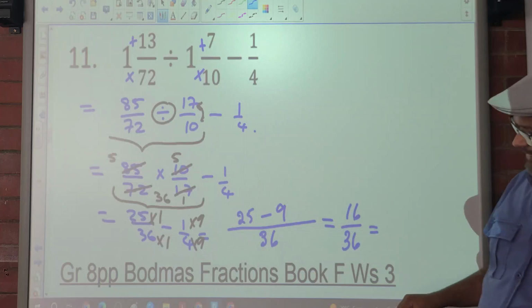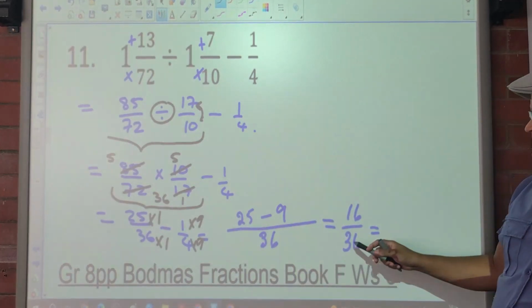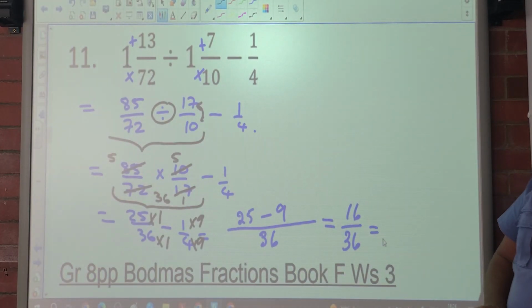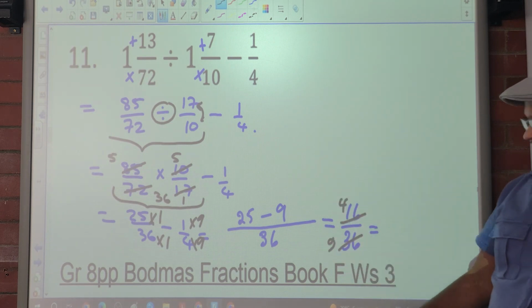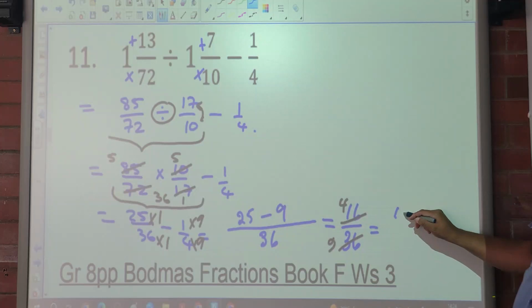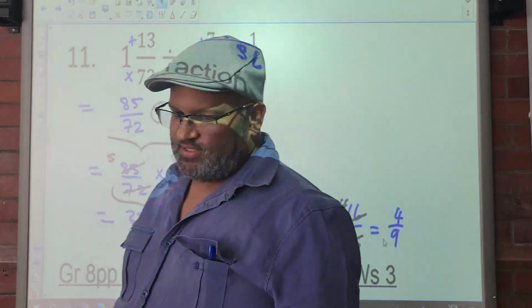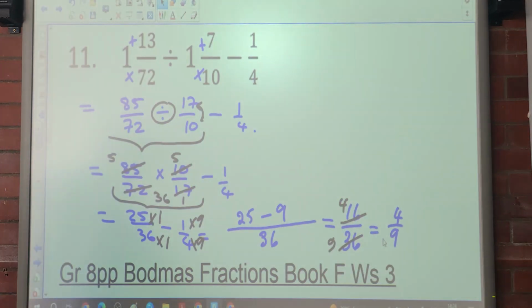Now what do we say? What number goes into 16 and 36 without remainder? 4. 4 goes into 16 4 times, and 36 9 times. It's going to be 4 over 9. Any confusion there? No?